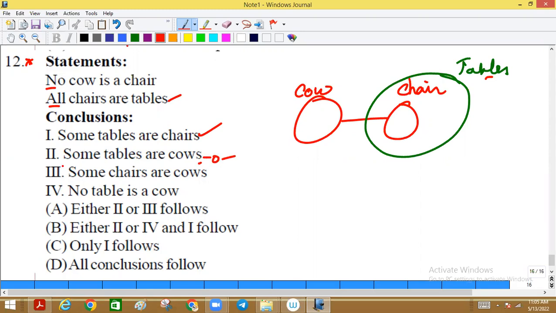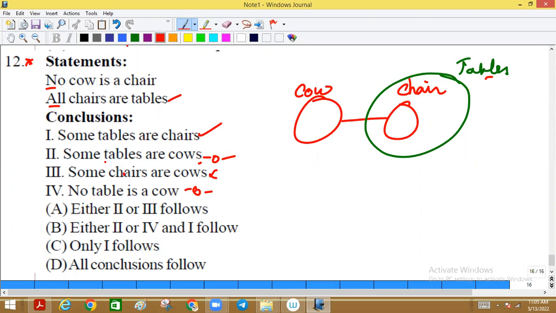Now come to the next one, conclusion 3. Some chairs are cows. Can you say some chairs are cows? No, because I already said no cow is a chair. So from negative I can't take positive. This is completely wrong. Now come to the fourth statement. Again he's saying between table and cow. Do you know the relation between table and cow? No. When you don't know, obviously again neutral.